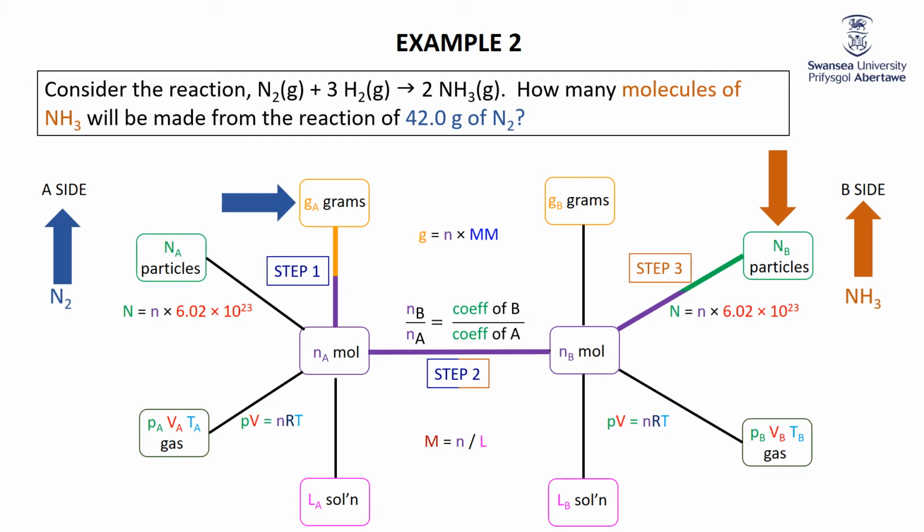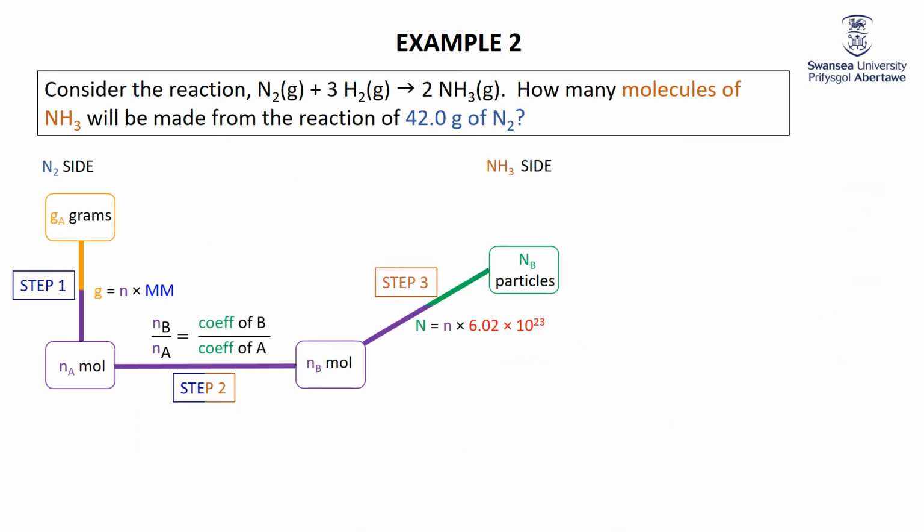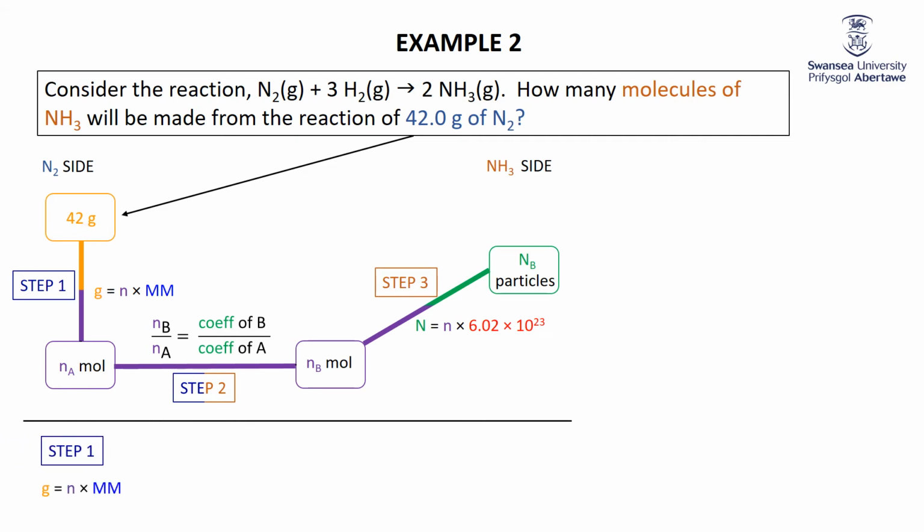Okay? So step 1, grams to moles of N2. Step 2, moles of N2 to moles of NH3. Step 3, moles of NH3 to particles or molecules of NH3. Let's again pull out just the important part of the roadmap, starting off here with 42 grams of N2. Okay, first step, going from grams to moles. We've done that a few times now, so I'm just going to whiz through it.